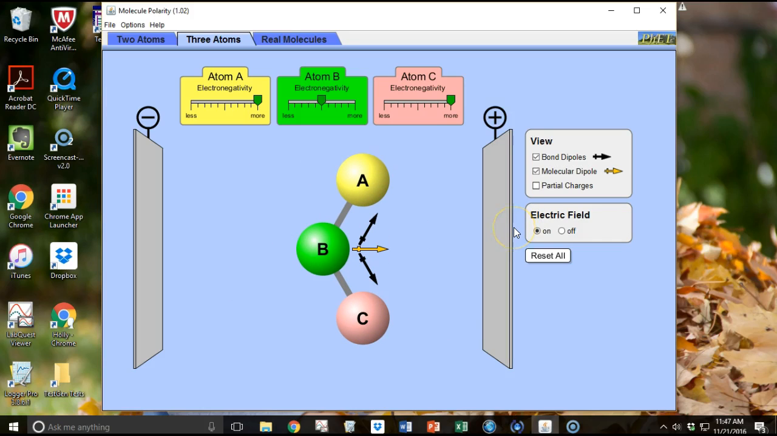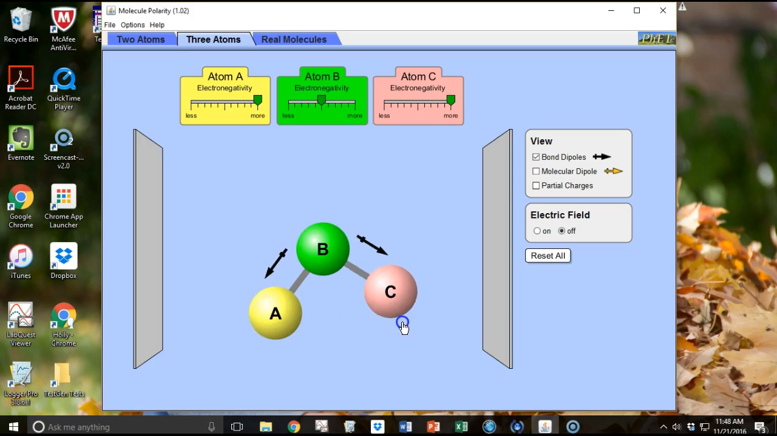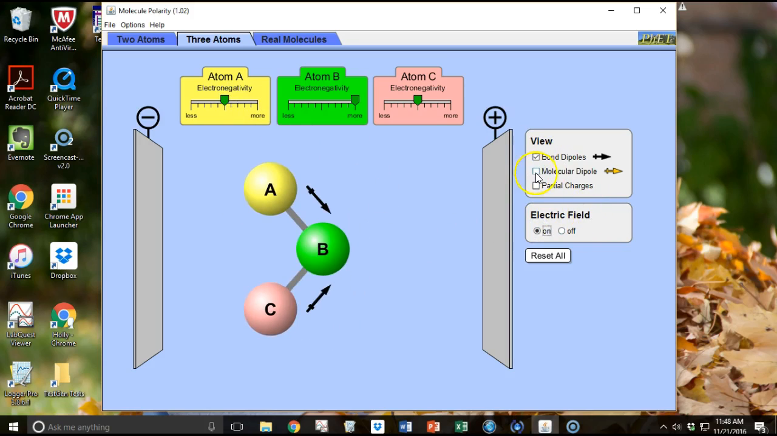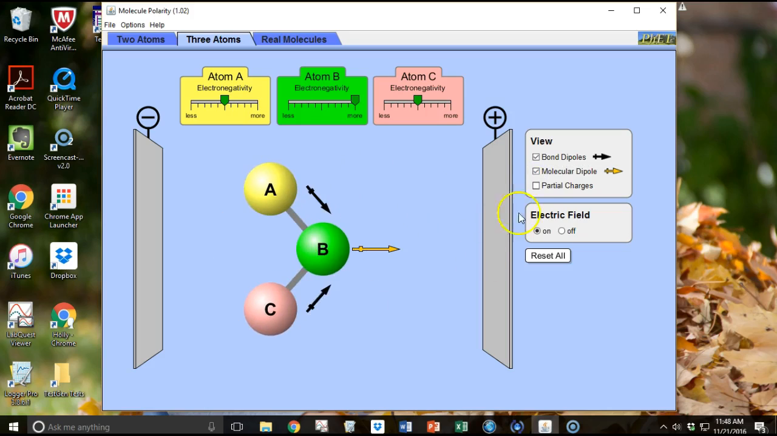Okay, moving on to the fourth scenario here. Just make it look just like the picture. E has the greater electronegativity, and then C and A. There we go. Turn it on. Oh, and so notice the electrons are being pulled towards the B side, and so that side of the molecule is drawn towards the positive plate.